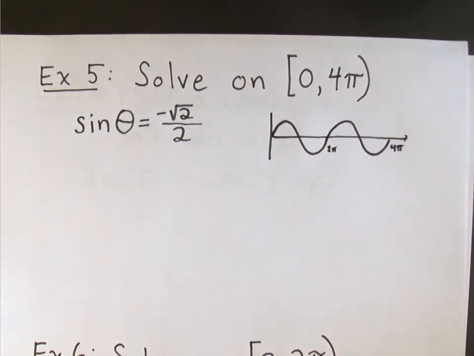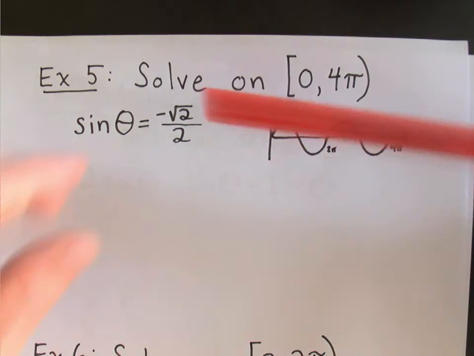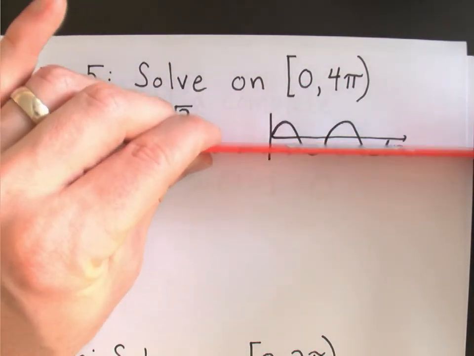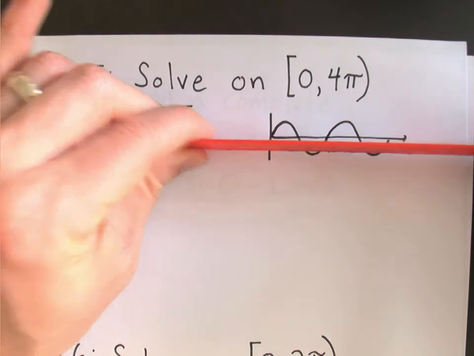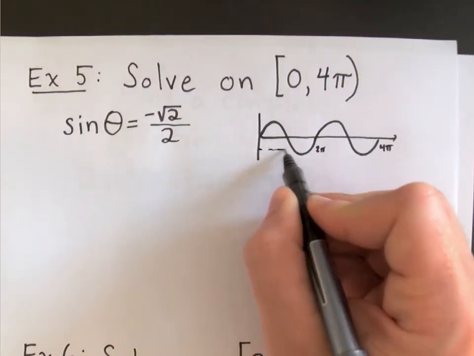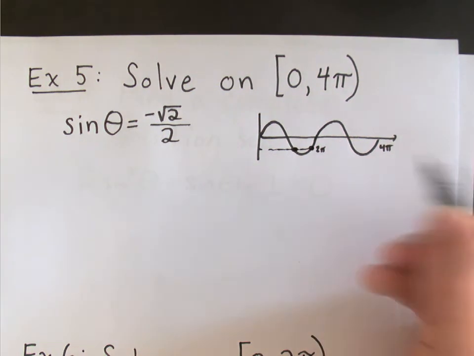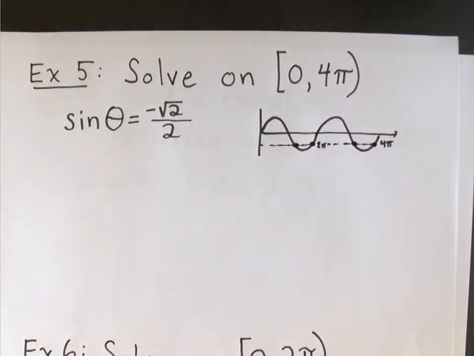So if we're asking where sine is equal to negative root 2 over 2, which is like negative 0.7, we're asking where it crosses, there's y equals 0, there's y equals negative 0.7, somewhere down there. And you can see it crosses that line once, twice on the interval from 0 to 2 pi, and then twice again on the interval from 2 pi to 4 pi. That means this problem will have 4 solutions instead of just 2.